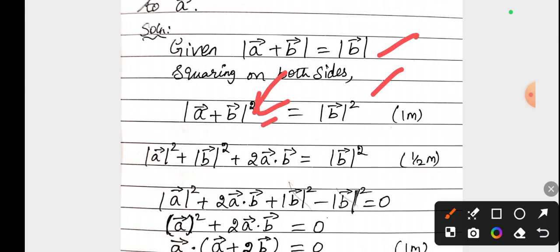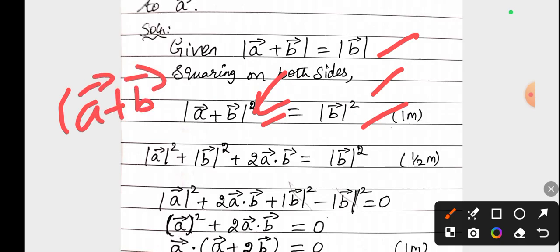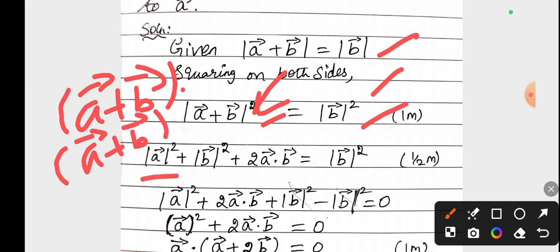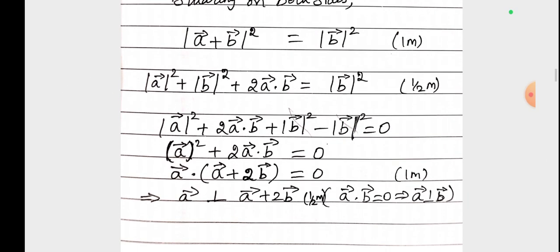So magnitude of A plus B whole square, and here magnitude of B square. This we can write as A vector plus B vector dot A vector plus B vector, or directly we can apply: magnitude of A square plus magnitude of B square plus 2 into A vector dot B vector equals magnitude of B vector square. The magnitude of B vector square comes to this side, minus, so plus magnitude of B square minus magnitude of B square gets cancelled. Then we get magnitude of A square plus 2 into A vector dot B vector equals 0.